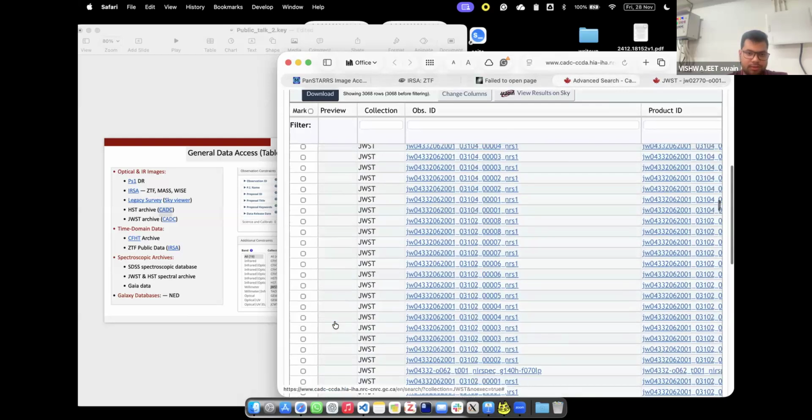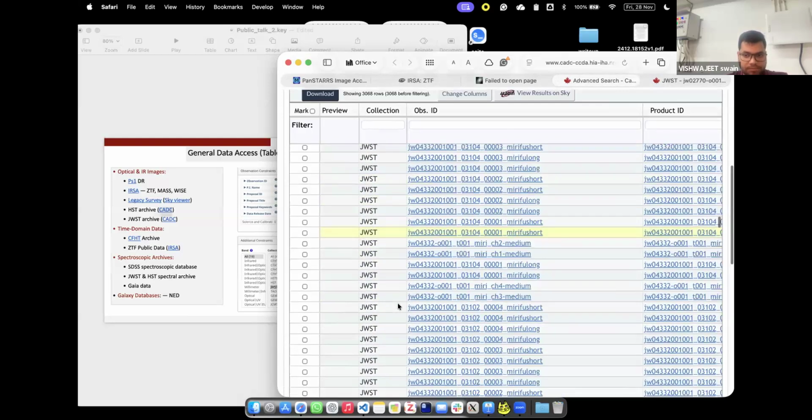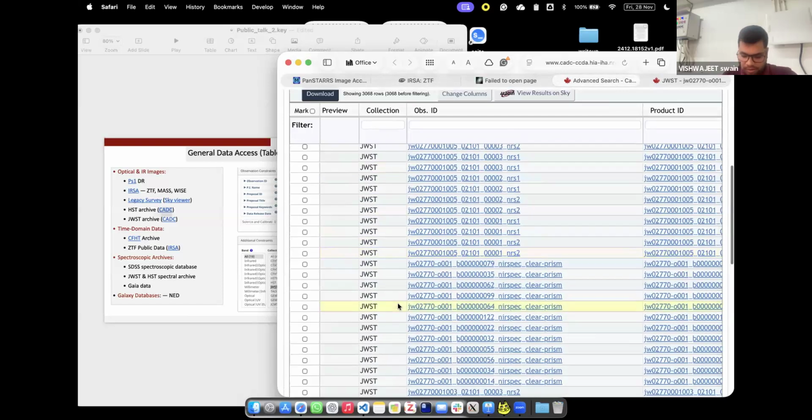So spectra will not look like an image. Only the photometric image can show an image-like view. Okay, so anyway, we will move on again. Let me give you one more example here.